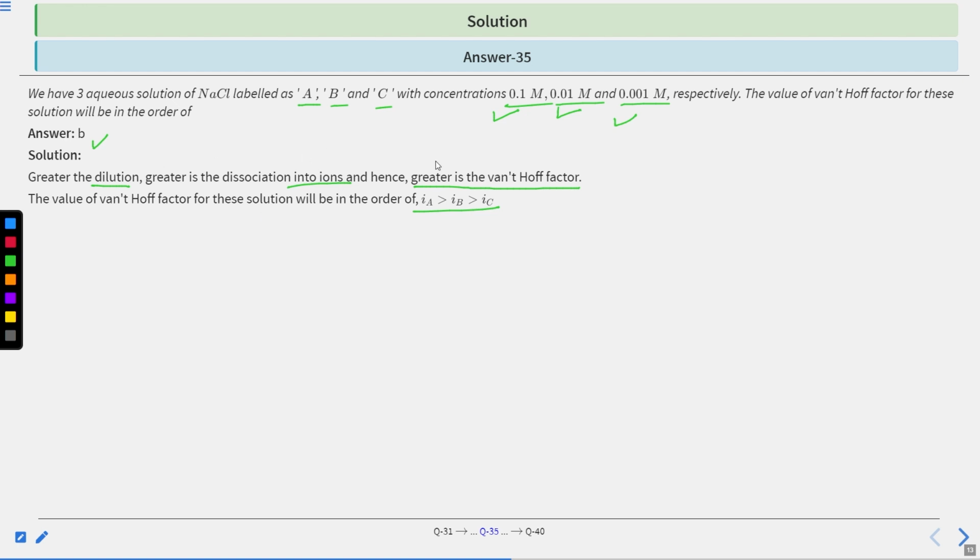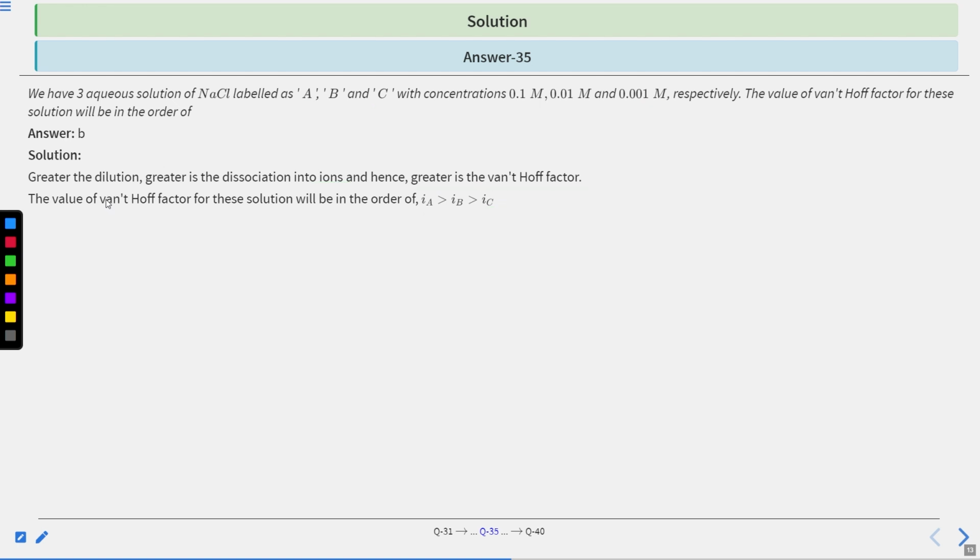Because Van't-Hoff factor is variable here, we have to find out the Van't-Hoff factor for A, B, and C, but we have been given the concentrations. So by concentration, we can see that the greater the dilution, greater the dissociation into ions, and the greater dilution will be for the lower concentration solution, right? Hence, the Van't-Hoff factor order is: the most Van't-Hoff factor is for A, then B, and the least is for C solution, right? Hence, option B will be the correct answer.